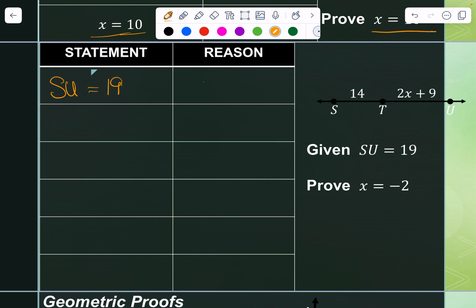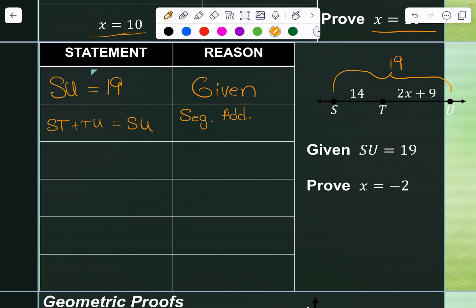So this time we're not giving you anything but the given and the proof. So we're going to start off with the given, SU equals 19. And that is the only thing that we are given. So now we start looking at the picture, the diagram, what I'm given. And here's what I know. I know that S to U, that is 19. So if I think of that, how could I use that? Well, one thing I know is that T is between those. So I know that ST plus TU equals SU.